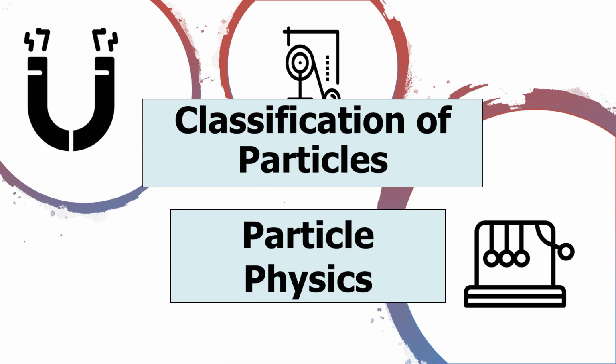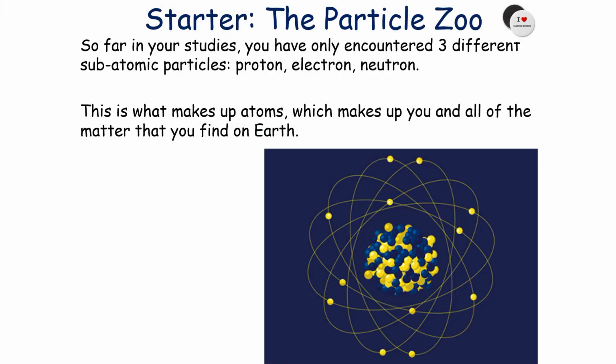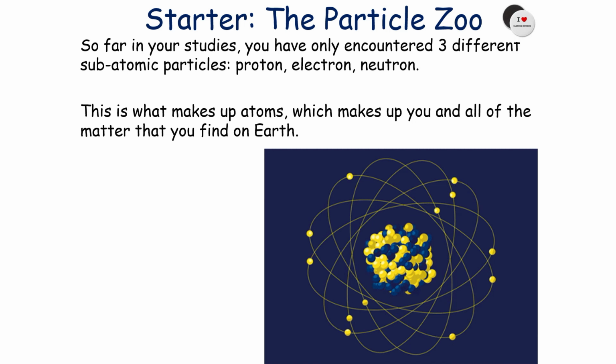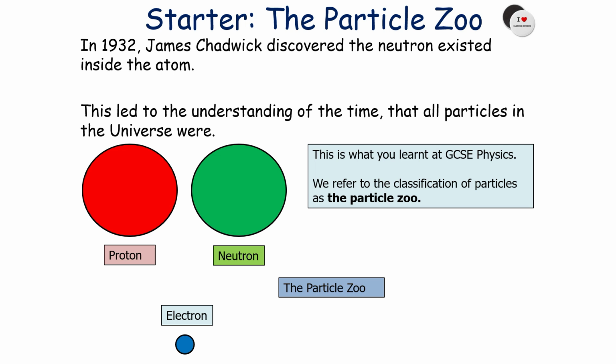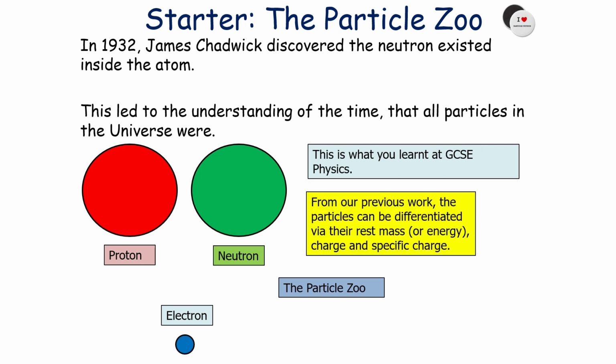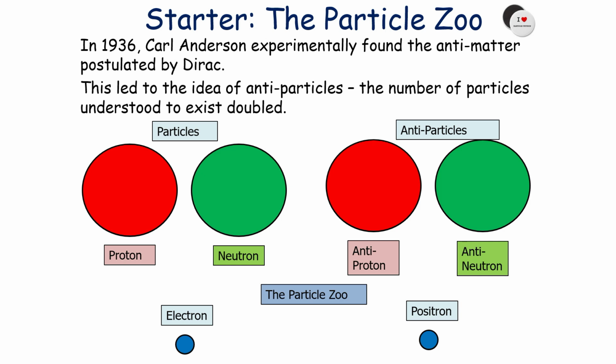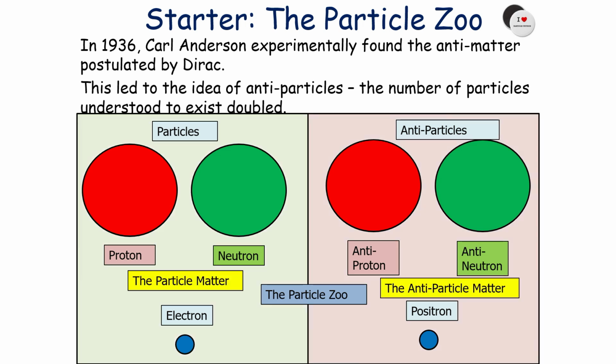Let's now have a look at the classification of particles. Now, in GCSE physics, you understood that there were protons, electrons and neutrons. However, in 1932, James Chadwick discovered the neutron, and that completed our particle zoo from GCSE physics. From our previous work, we realised that particles can be differentiated via their rest mass, charge, and specific charge. But in 1936, Carl Anderson experimentally found the antimatter postulated by Paul Dirac. So this led to the idea of antiparticles, and the number of particles in our particle zoo seemed to double.